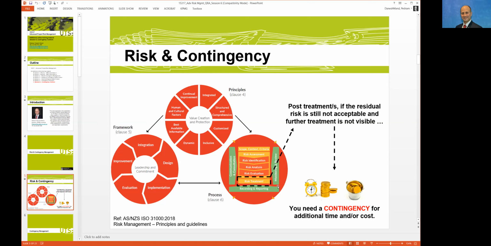So how does it work? How does it relate to the contingency? The problem is, if after the post-treatments the residual risk still is not acceptable and further treatment is not feasible or not practical, you might need to have some contingency allowances. It might be time or it might be cost. And that's how the concept of contingency will be linked with risk management.